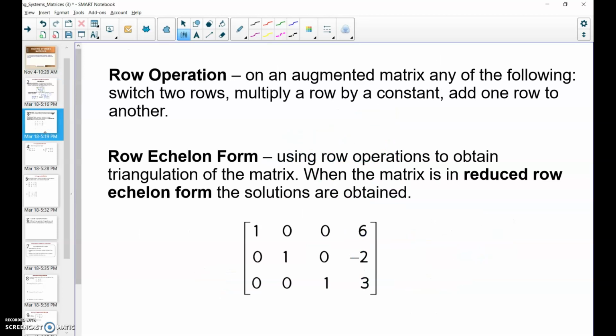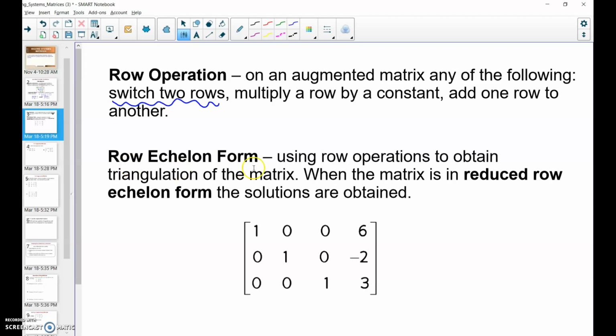So row operation on an augmented matrix is any of the following. You can switch two rows around. You can multiply a row by a constant. You can add one row to another and then replace one of those rows. Okay, row operation is very similar to what we would do with a system of equations. The main difference here is going to be the idea of switching two rows around. And that's just kind of to reorder it, to make it look a little bit nicer if you wanted.